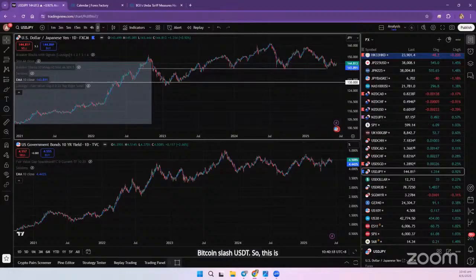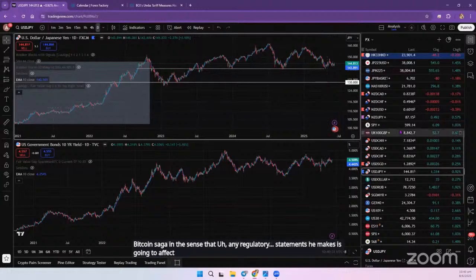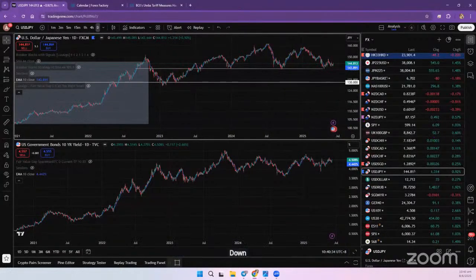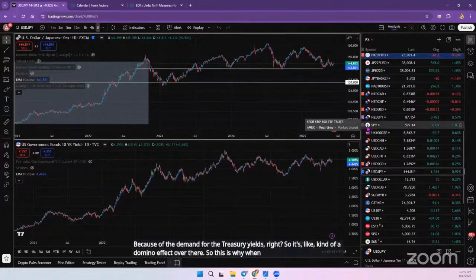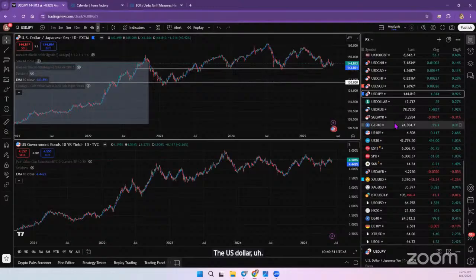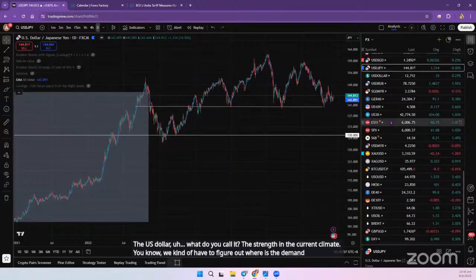So this is why Trump is related to the whole Bitcoin saga, in the sense that any regulatory statements he makes are going to affect the demand and the prices. And of course, downstream, it will also affect the demand for the US dollar because of the demand for treasury yields, right? So it's kind of a domino effect. This is why, when we look at the strength of the US dollar in the current climate, we have to figure out where the demand for the US dollar is coming from.